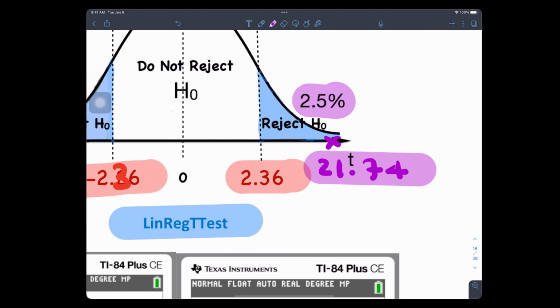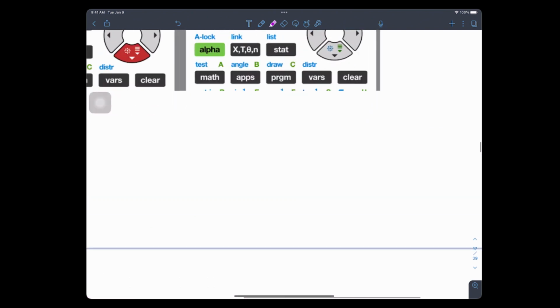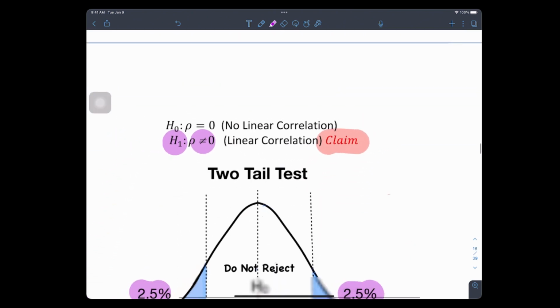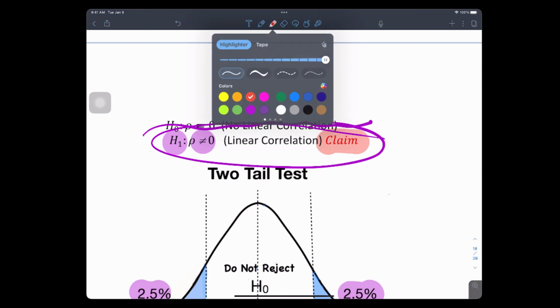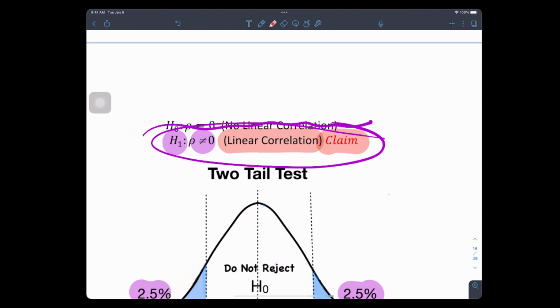There's your test statistic. What neighborhood is that in? You reject the what? You're rejecting the null because your test statistic is past the critical value of 2.36. So, reject your null. What is the null anyway? It's right here: rho equals 0, no linear correlation. Rejecting the null means accepting the alternate. What's the alternate hypothesis always? You have a linear correlation.